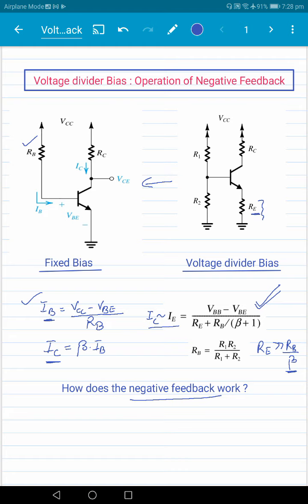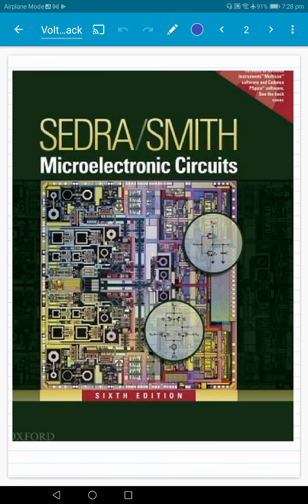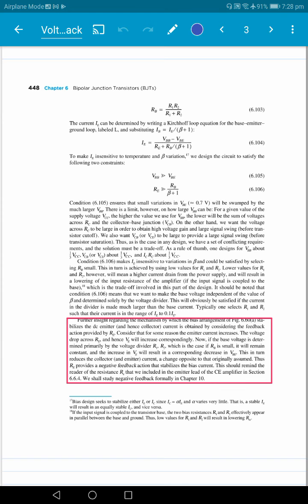So let's look at this particular operation of negative feedback in a little bit more detail and see where sometimes some things are not expressed in the right way. To look at the operation of negative feedback, let's look at this very popular book by Sedra Smith. If you go to page number 448, the explanation of negative feedback in this voltage divider bias is being explained. So let's look at all the steps of the explanation given here in more detail.